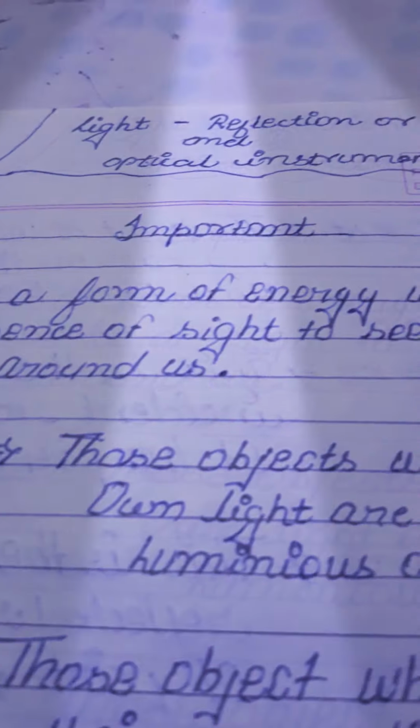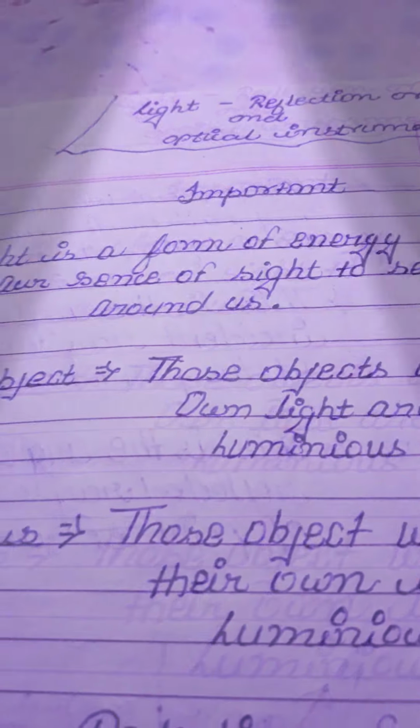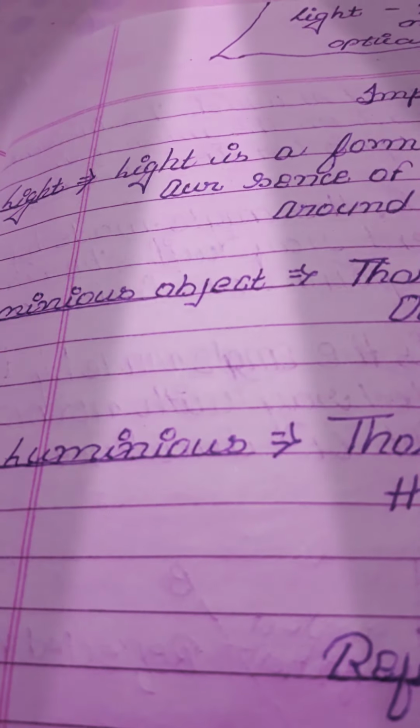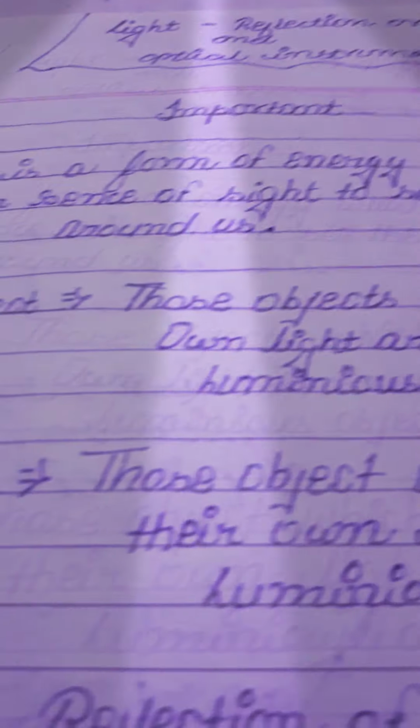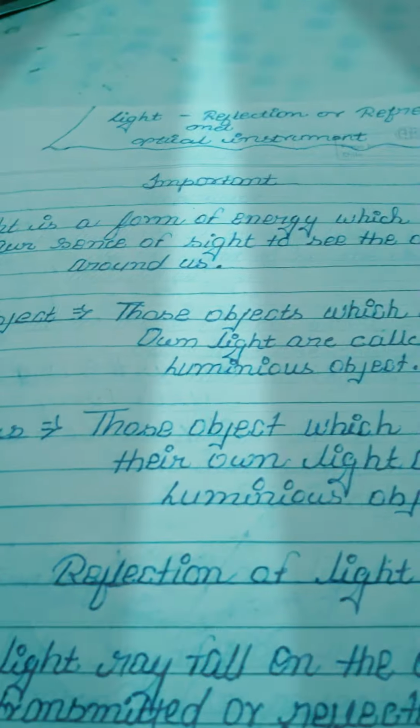Today, friends, we will study about light. This is a chapter of class 10th NCERT, chapter number 1, Light: Reflection and Refraction, and optical instruments. The important thing is that we need to define what is light. Light is a form of energy which enables our sense of sight to see the objects around us.